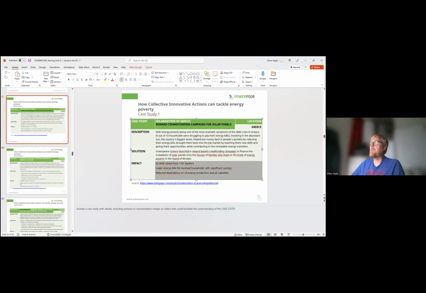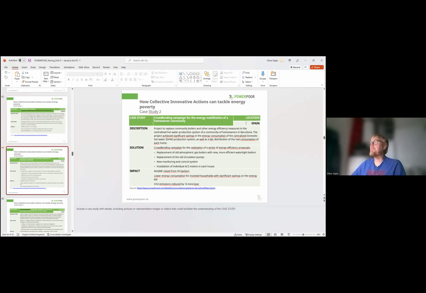Lower energy bills were the result for the involved households, saving a lot of money, and reduced dependency on oil. This is not bad. This is a nice situation where we had energy poverty in Greece after the crisis, and where this type of funding, somewhat giving or a donation campaign with small tokens coming back, managed to do a little bit of impact. For projects like this, crowdfunding can be a really interesting solution on the reward side.